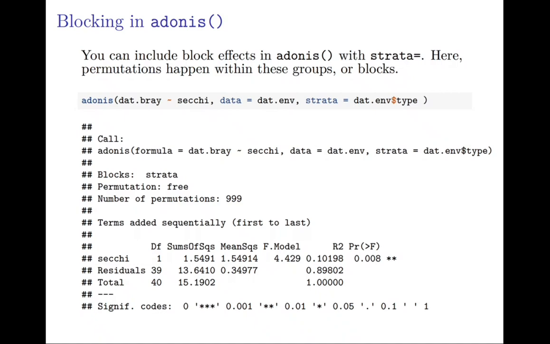And so when you run that, you can see that within these different types, Secchi depth is still significant. And this blocking in this way is sort of equivalent to a random effect. So you can just think about it that way, like taking into account the different types of water bodies sampled for zooplankton communities. Secchi depth is still a significant predictor of those zooplankton communities.